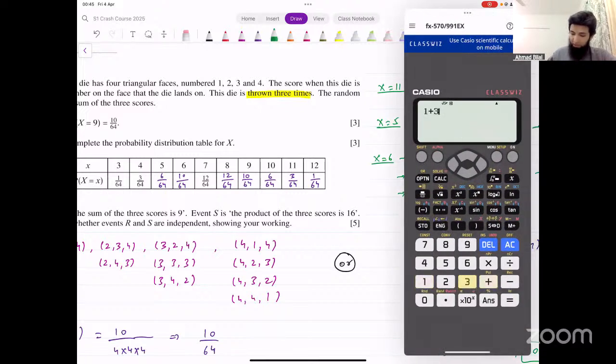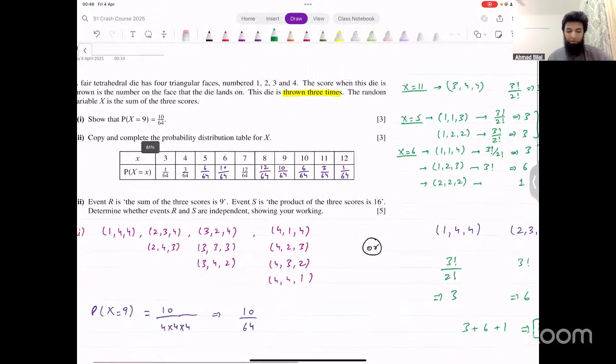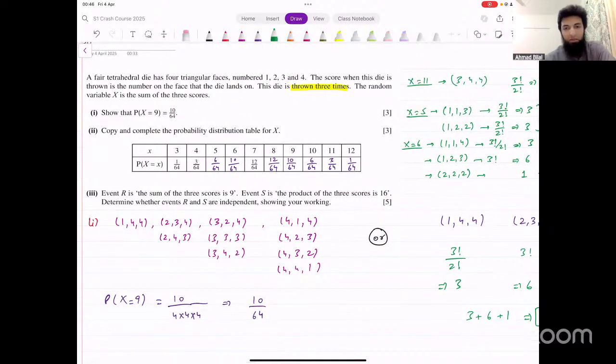1 plus 3 plus 6 plus 10 plus 12 plus 12 plus 10 plus 6 plus 3 plus 1. That's 64 divided by 64. That's 1. So that's your table. That's part 2. That completes the table. All right. That was the second part.